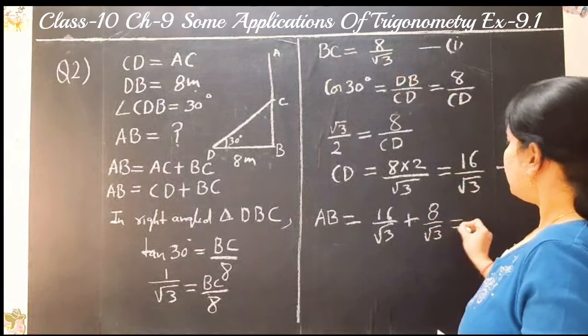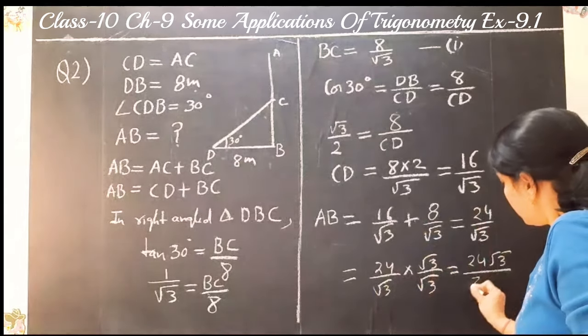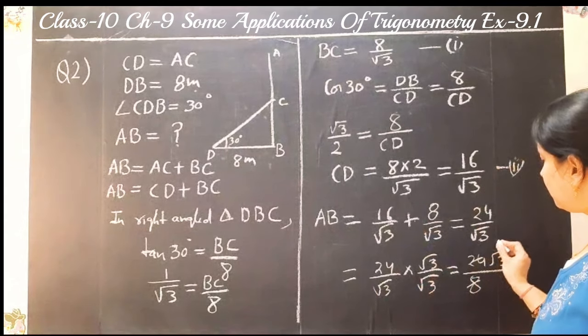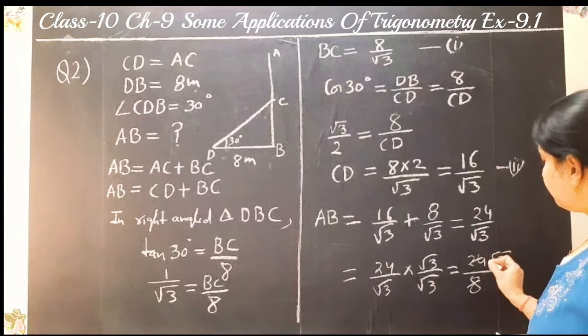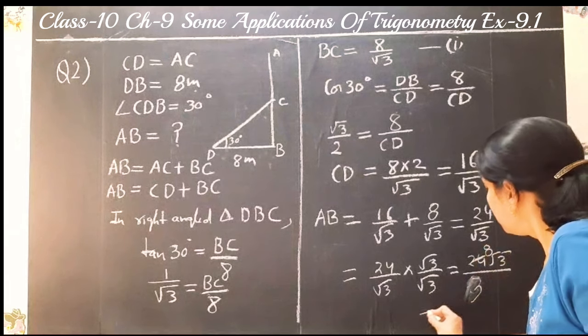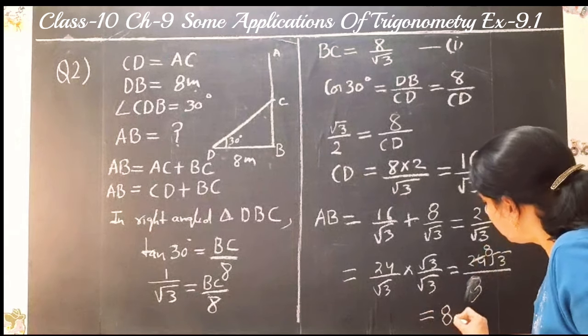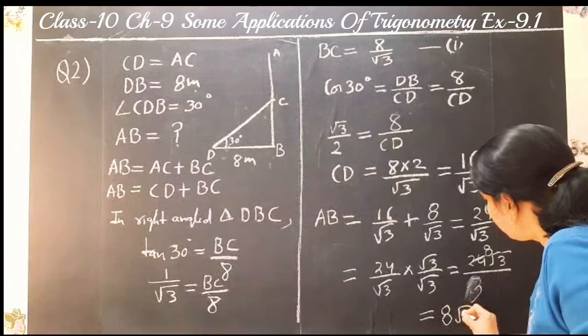Here root 3 is given in denominator. So make it in simple form. So write here 24 divided by root 3. Multiply it by root 3 and divide also by root 3. So it will be 24 root 3 divided by root 3 into root 3, 3. So this is 3. Then 8 threes are 24. So it will be 8 root 3 meter.